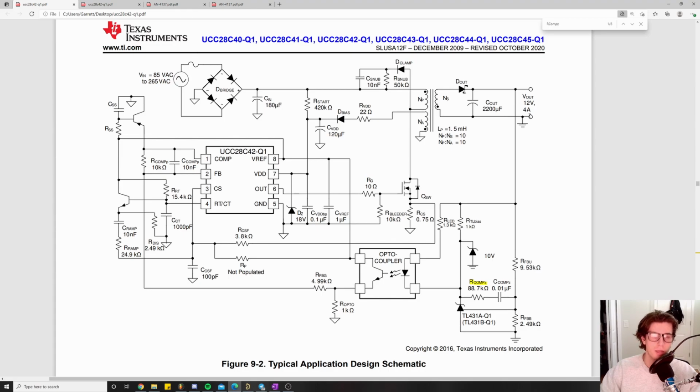The feedback system is comprised mainly of this optocoupler, to transfer the signal across the low side, high side isolation boundary. And then you have some other components that set the actual parameters of our feedback system. So we'll jump right into how that works.